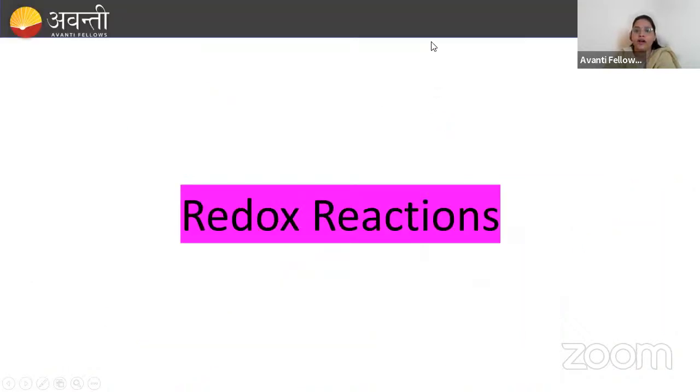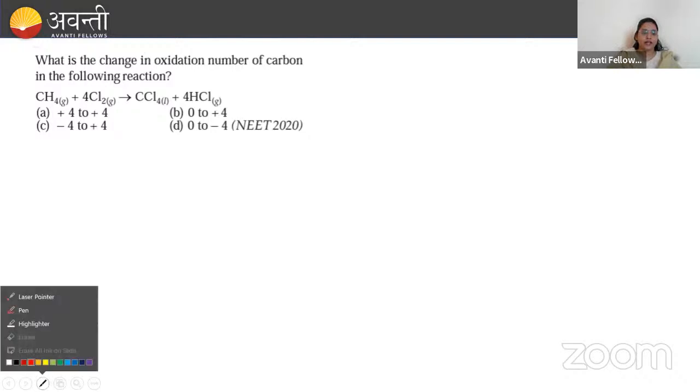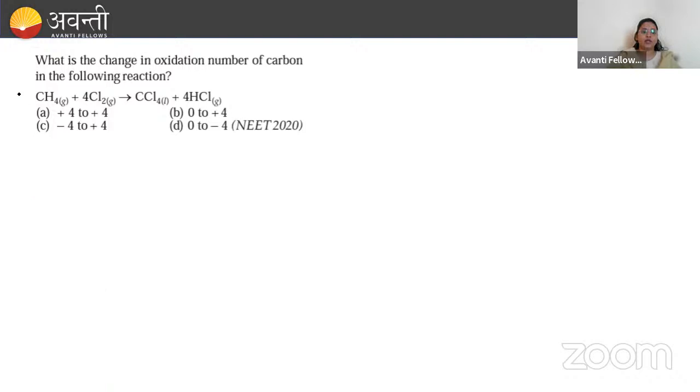So first of all, I am going to start with the redox reaction PYQs. The first question you can see here: what is the change in oxidation number of carbon in the following reaction? Here we have a simple reaction of CH4, methane, reacting with Cl2. What is happening to the oxidation number of carbon here? When methane is there, it is getting converted into CCl4. So, CH4 to CCl4, what change can you observe here?